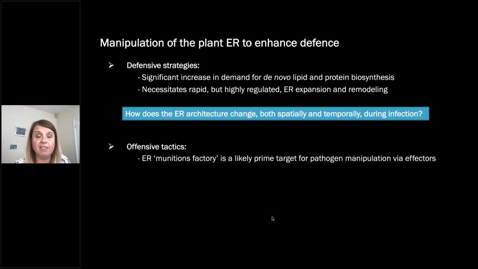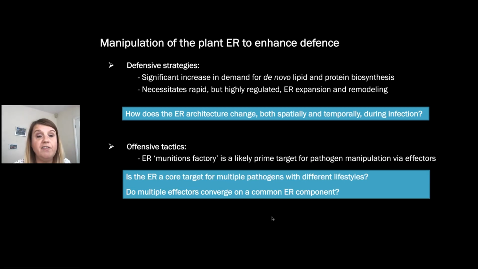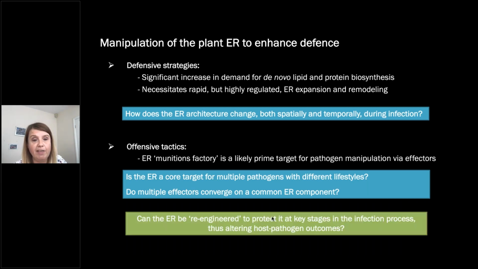And then my second major objective is flipping this round and looking at it from the point of view of the pathogen. So if the ER is this majorly important secretory protein factory, it seems highly likely that it's a good target for pathogen manipulation as part of its virulence strategy via the secretion of small effector molecules. So with this in mind, I was interested in trying to identify whether indeed the ER was a core target for multiple pathogen effectors, and also whether I could identify the cellular target of these effectors to see if multiple effectors from different species converged on a common ER component, which would then suggest that that ER component was critical for the defense response. And ultimately, it would be really nice if we could then use these findings to re-engineer the ER at key stages in the infection process and thus positively alter the host pathogen outcomes.